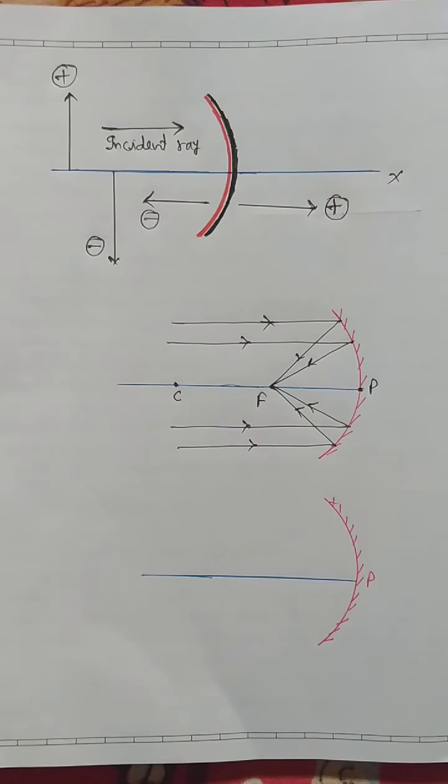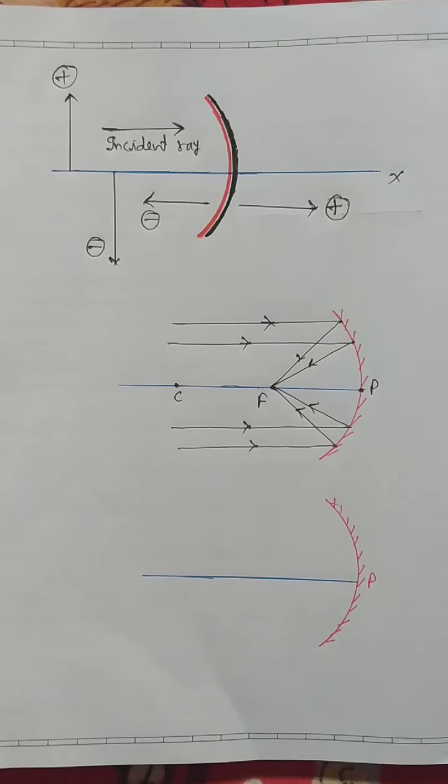But in a convex mirror, the light appears to diverge from a point F on the principal axis after reflection from the spherical mirror, and this point is called the principal focus of the mirror.